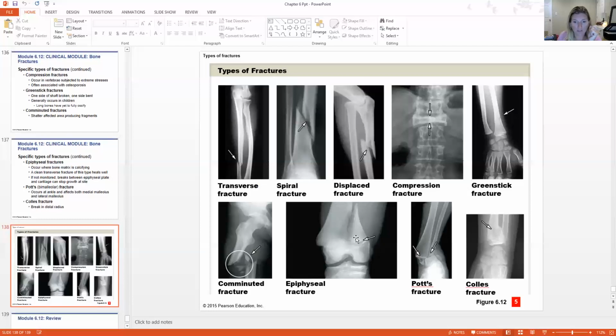This is the distal femur. This is an epiphyseal fracture. You can see this whole epiphyseal plate is just misaligned with the rest of the bone. The Pott's fracture is on the lateral side of the ankle, and the Colles' fracture is on the distal end of the radius.